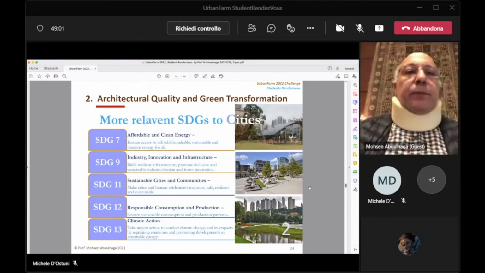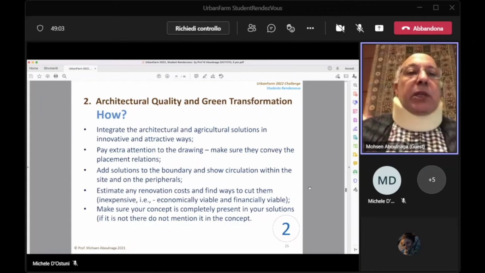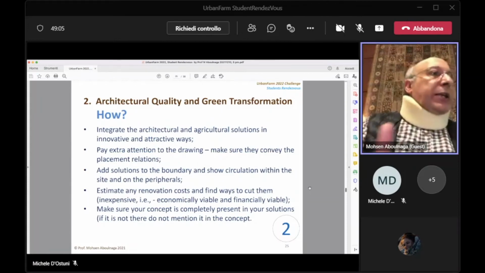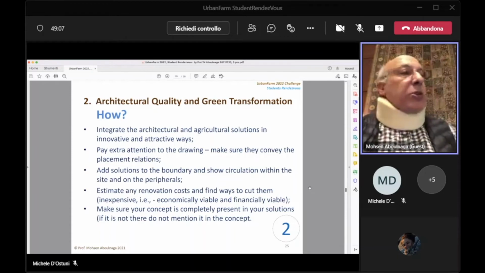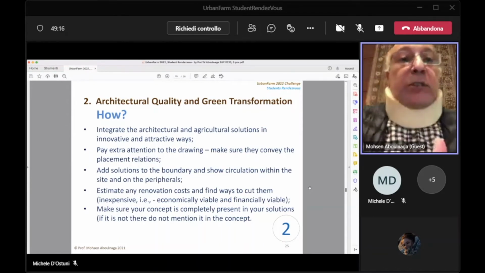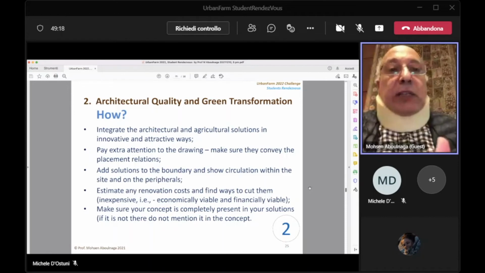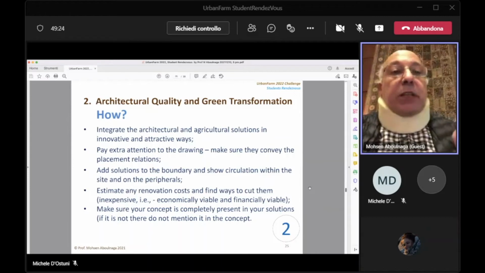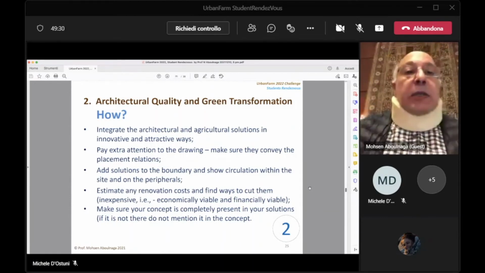Next. For the architecture quality, how are you going to do that? Integrate your agricultural solution in innovative and attractive ways. Pay extra attention to drawings, because some of the projects failed in terms of drawing, and that affected their grades and marking. Make sure that you convey the placement relations. Also add solutions to the boundary and show circulation within the site and preferences.